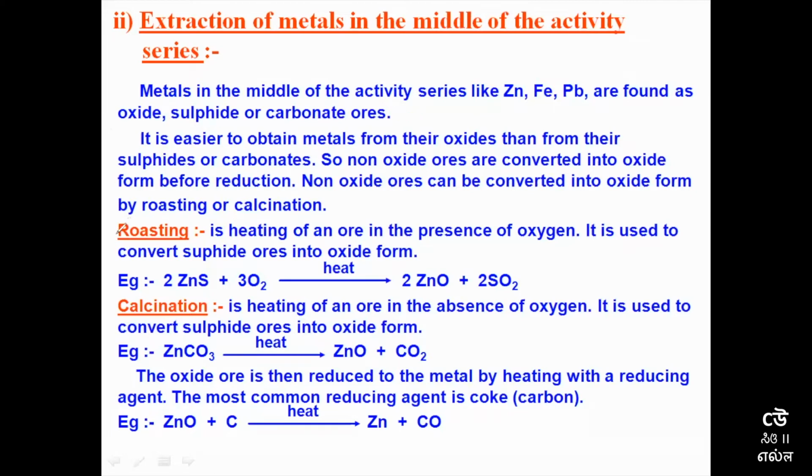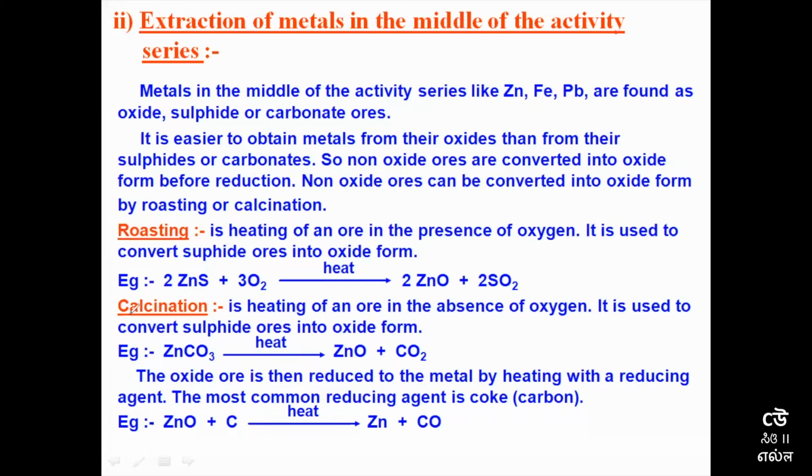So, talking about roasting, we'll say it's the heating of an ore. Basically, both roasting as well as calcination are all about heating an ore. So, roasting would be done in the presence of oxygen, and this will cause a sulfide ore to get converted into oxide form. So, we have ZnS that will combine with oxygen to form zinc oxide and sulfur dioxide. So, that is how we have converted a sulfide ore into metal oxide.